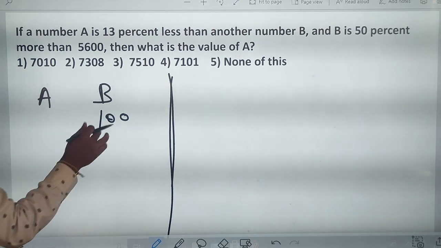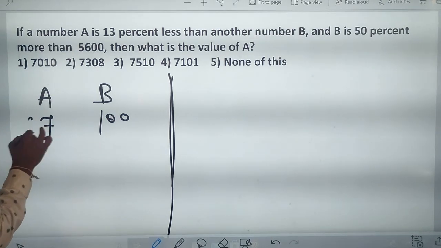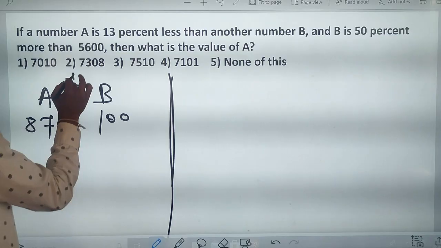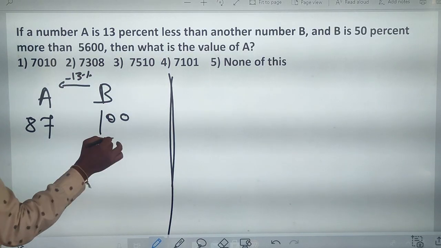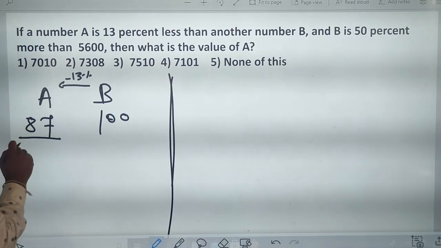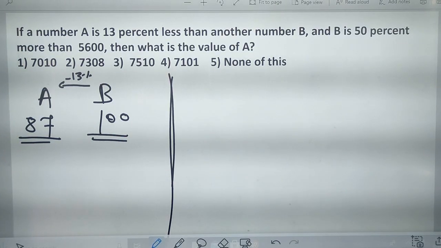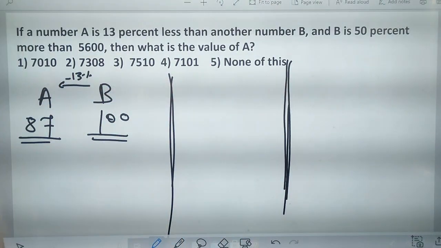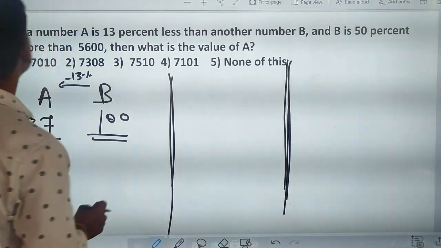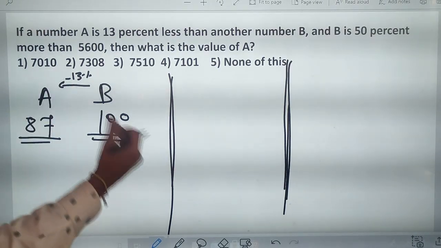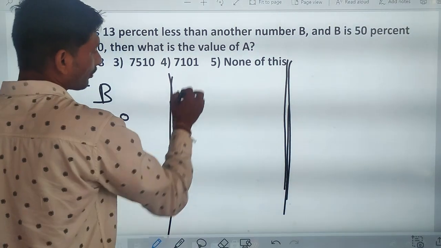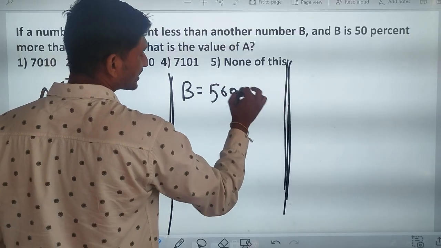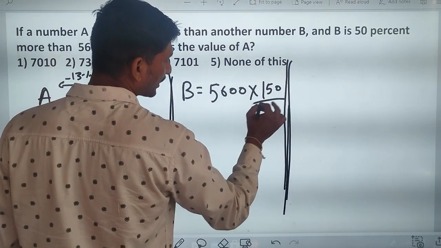If B is 100, then A is 87. Now here 13% less. If B is 100, then A is 87. Now here B is given. B is 50% more than 5600. That is 150 divided by 100.